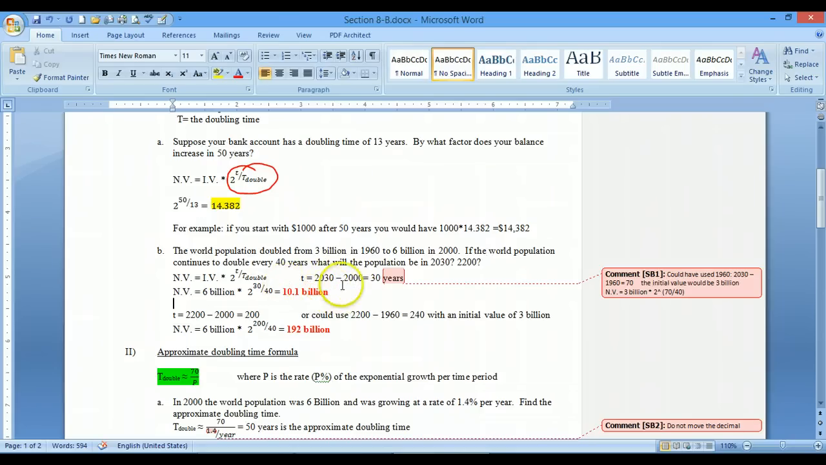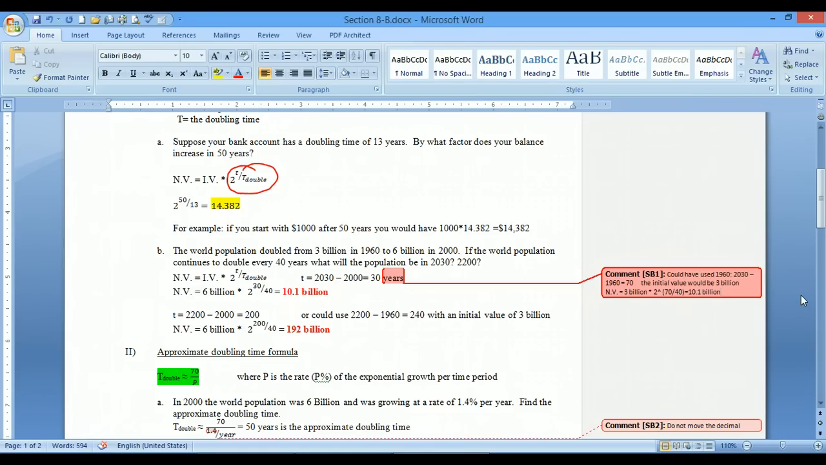If I wanted to change the initial value to 1960, which I could have, my 3 billion times 2, it would have been 70 years over 40. And again, I would still have gotten 10.1 billion because it's all relative.